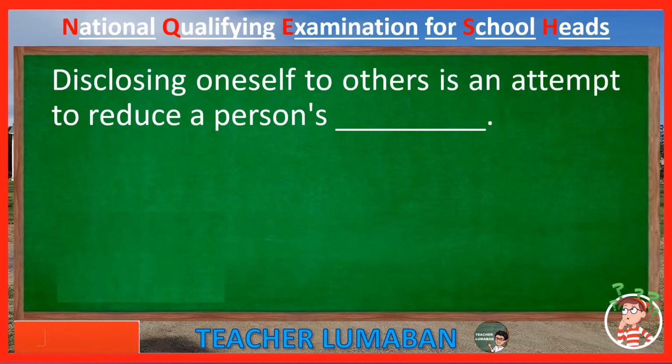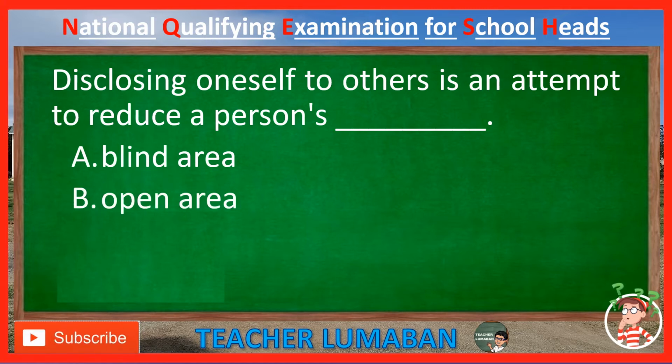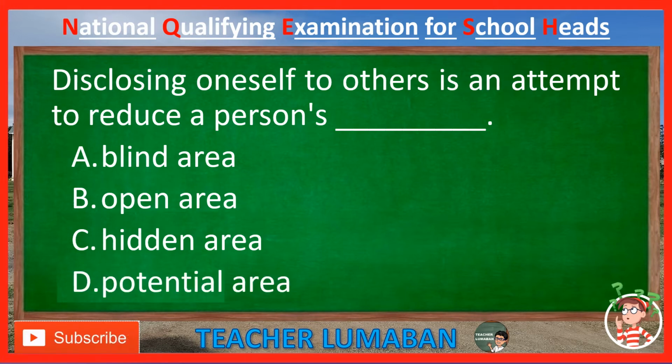Disclosing oneself to others is an attempt to reduce a person's blank. Letter A, blind area. Letter B, open area. Letter C, hidden area. Letter D, potential area. Choose the suitable answer based on the given choices in 5 seconds.